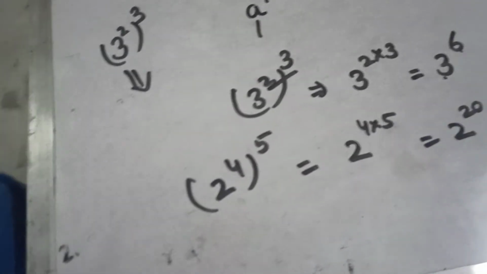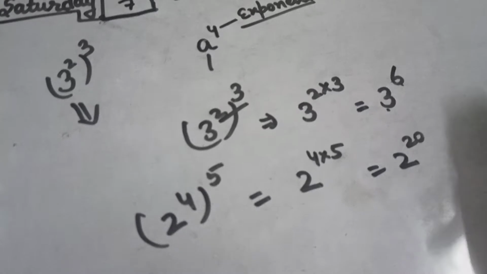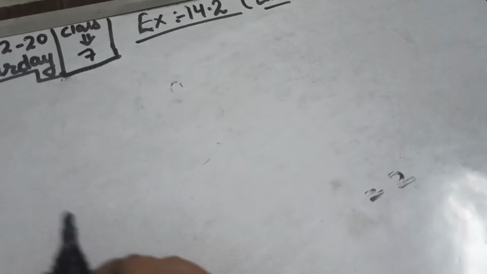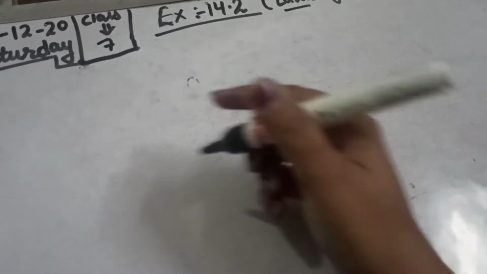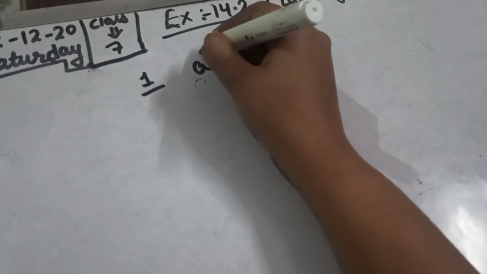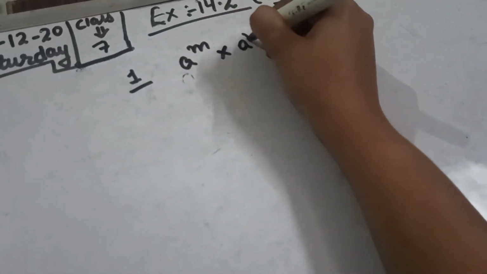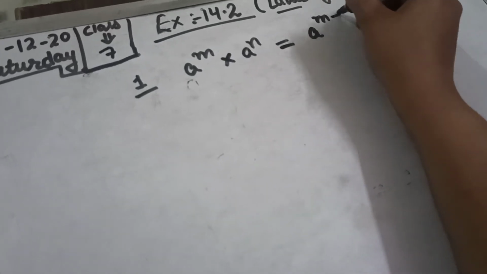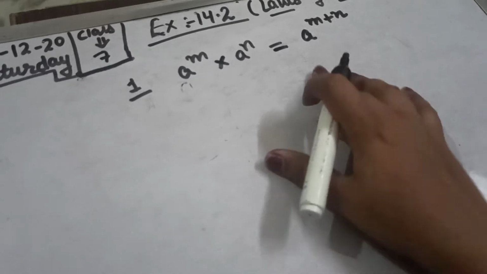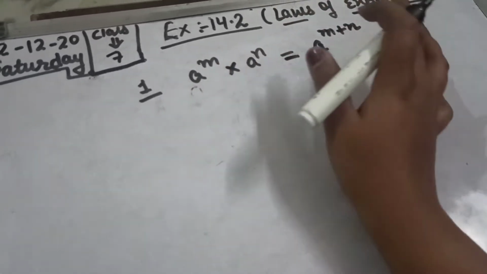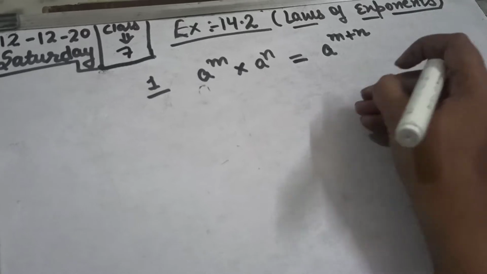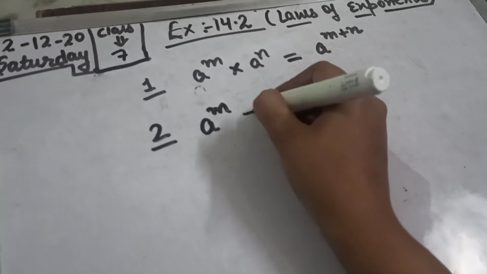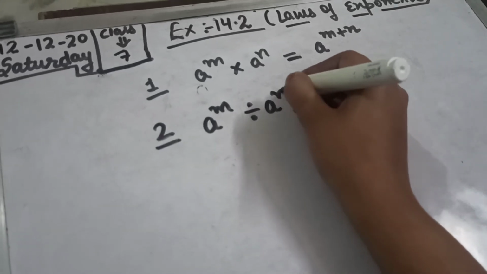And once again, let us recall these three laws. The first law is when we have to multiply the same base: a to the power m multiplied with a to the power n will come as a to the power m plus n. Here no condition is there whether m is greater than n or less than n. Now the second one, a to the power m divided by a to the power n.